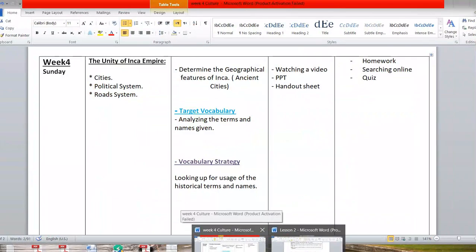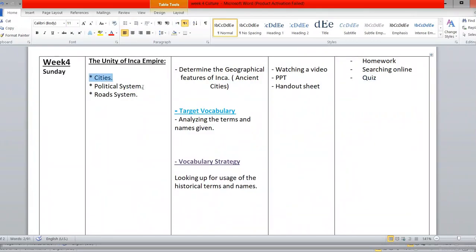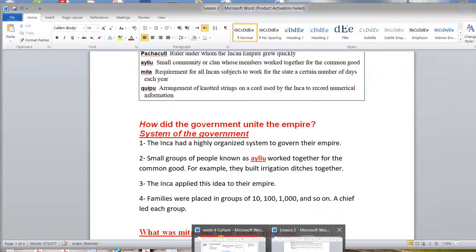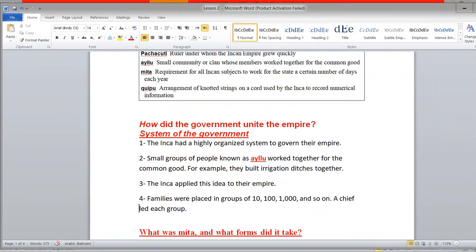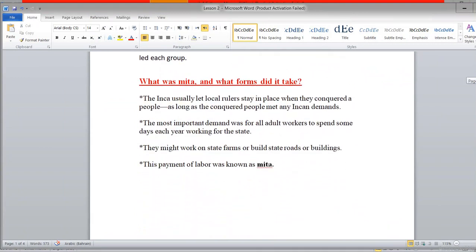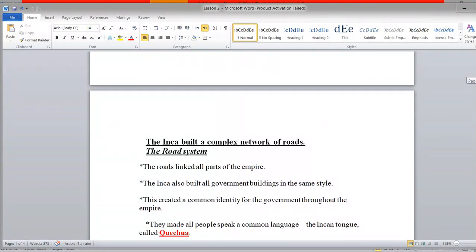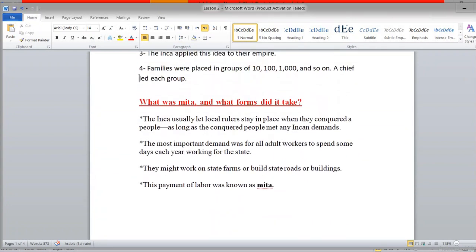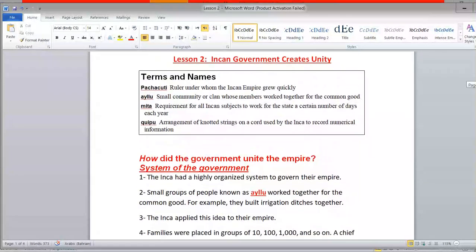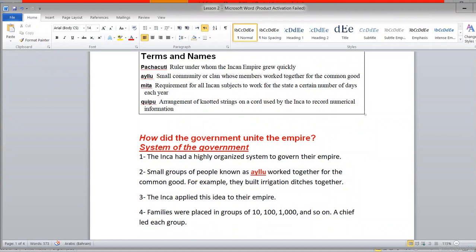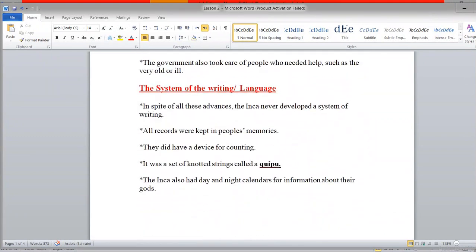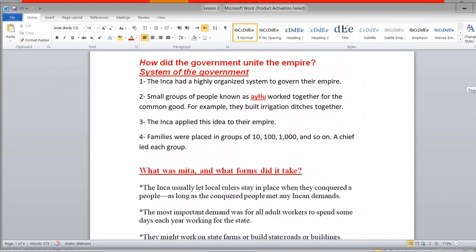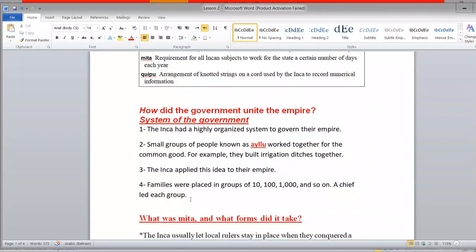So here, back to what we took already: cities, and the political system. Let's have a look at the road system. Well, I guess that's enough for you for today. Inshallah, next week we could discuss the road system together, because it's very complicated. It takes time. So let's finish here.